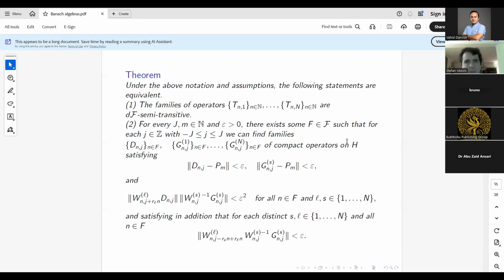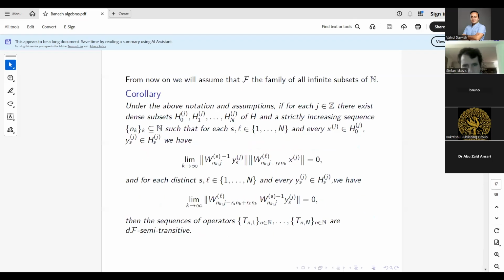And now once again you can say, okay, but here we have some general families of compact operators. Maybe it is difficult to find such families. Do we have some easier indicators for checking this DF semi-transitivity of these families? Yes. In the special case when F is the family of all infinite subsets of N, then the sufficient condition is given in this way.